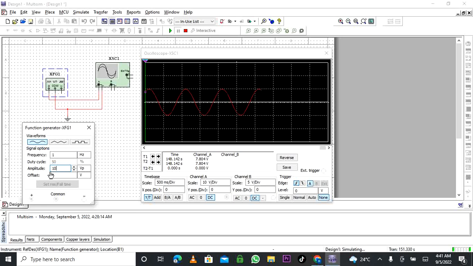We're going to come back to duty cycle in a second, but for the amplitude, we measured it to be 20 volts from peak to peak.